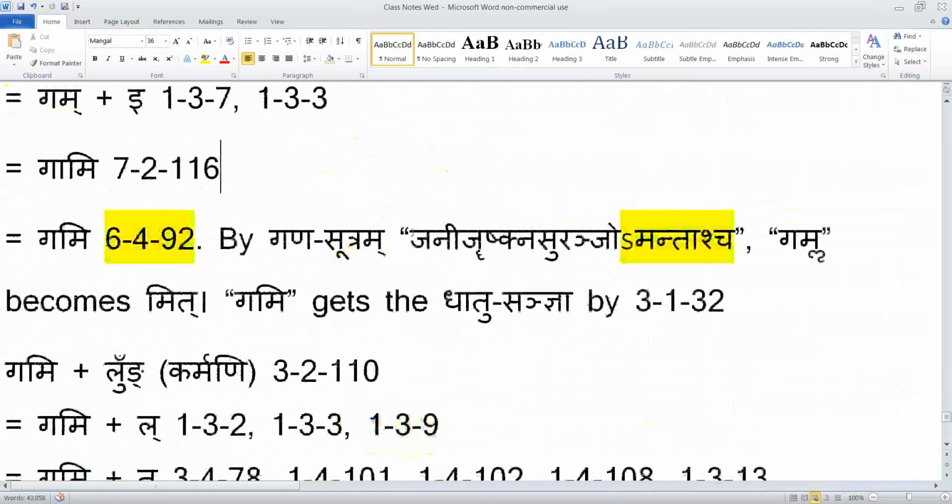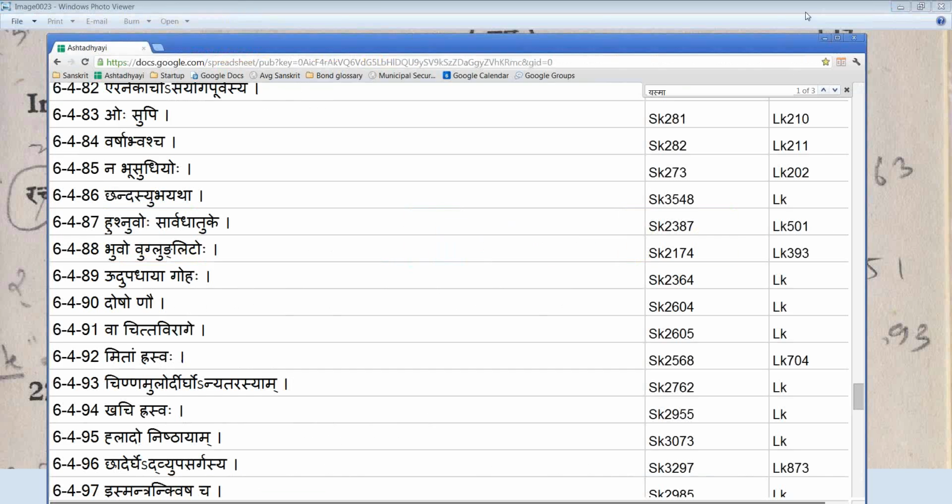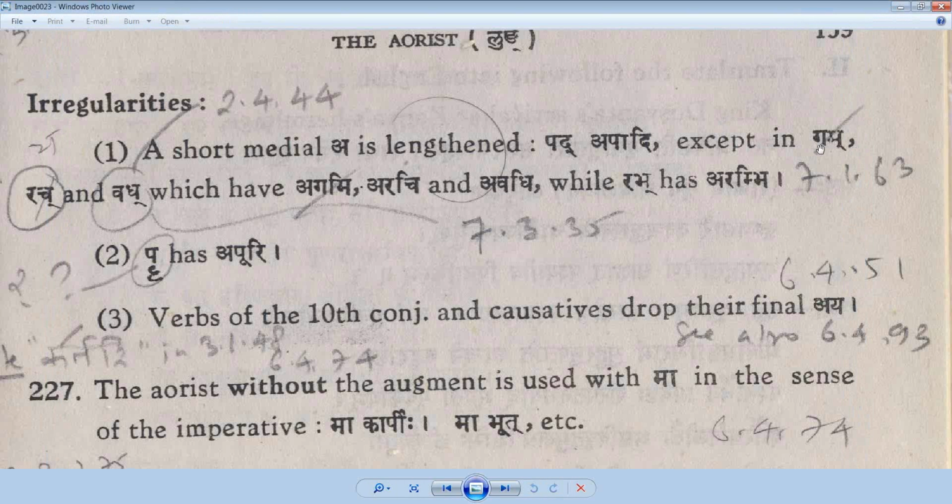See, we have this Gana Sutram here: Jani, Jirush, Knasu, Ranjo, Mantascha. So these specific dhatus, like Jani, Jirush, Knasu, Ranja and Amantascha, and dhatus ending in like gum, that is a mit. But that has no bearing when you add the chin affix, because that mitam hrasvaha is only for when ni follows. So when you form the passive form using dhatu gum, it will become agami only.